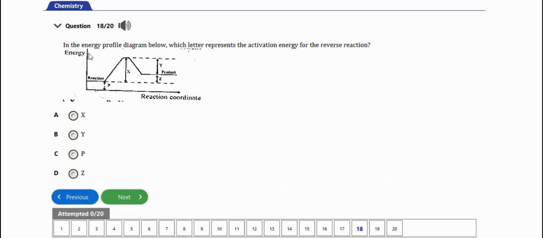It says, in the energy profile diagram below, which letter represents the activation energy for the reverse reaction? So the right answer is option X. X represents the activation energy. Right, this question is simple. Next question will be this one.